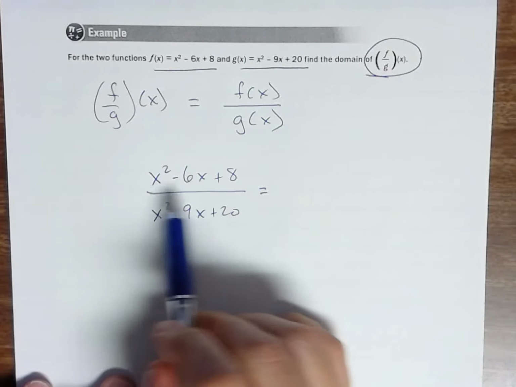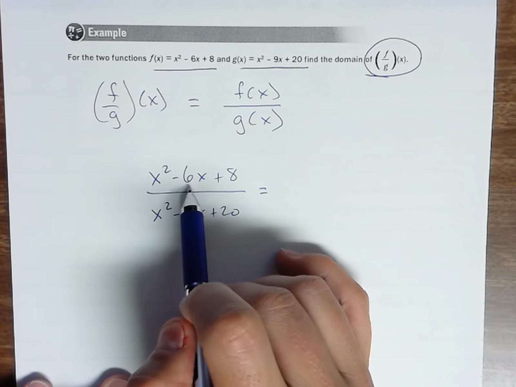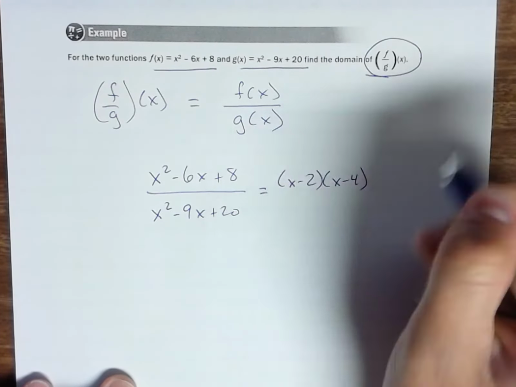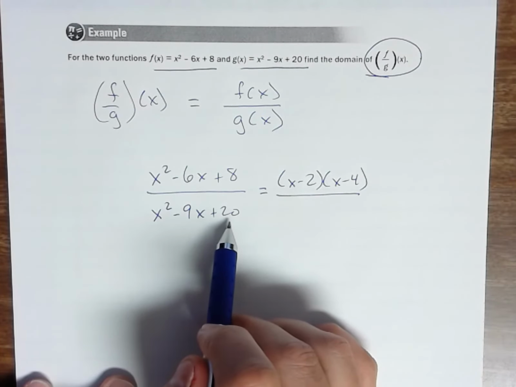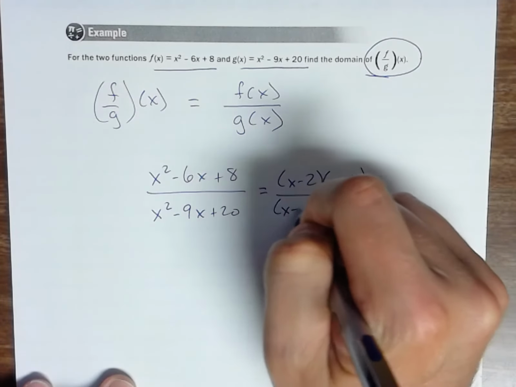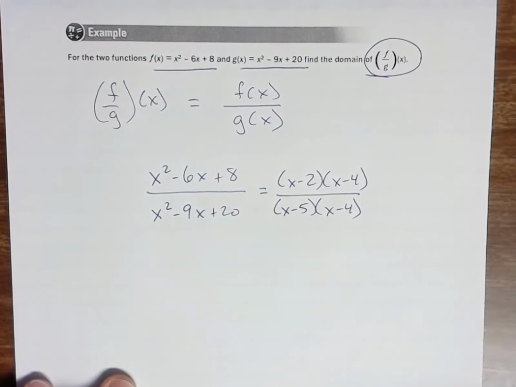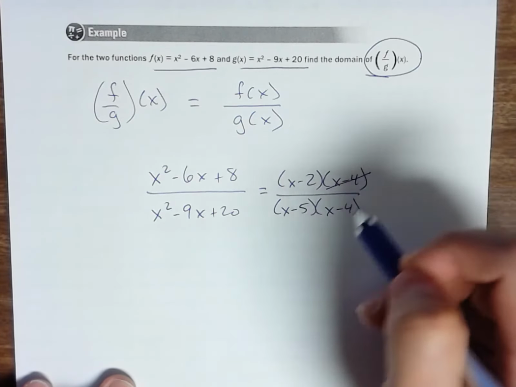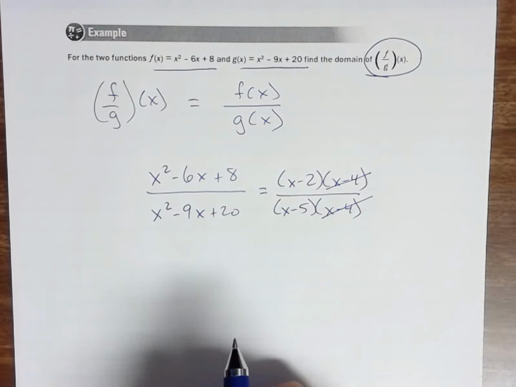And so on the top, we'll factor, let's see, two factors that make 8 that add to make negative 6. So that'd be x minus 2, x minus 4. And on the bottom, let's see, same thing. Two factors multiply to make 20, add to make negative 9. Well, that'd be minus 4, minus 5. So x minus 5, x minus 4. And here's the reason I did that. Notice x minus 4 over x minus 4 will actually divide out. And that just helps me simplify it, make it a little bit easier.